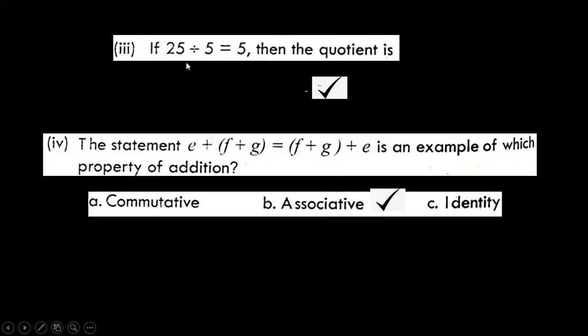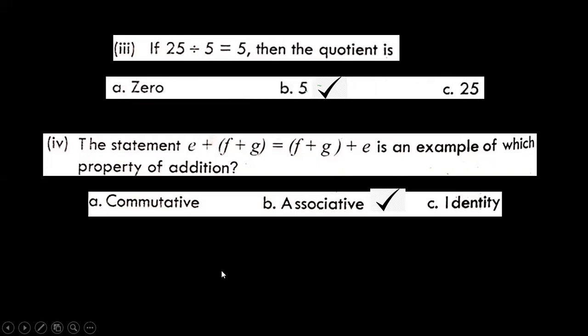Okay, the third one, 25 divided by 5 is equal to 5. Yes, 5.